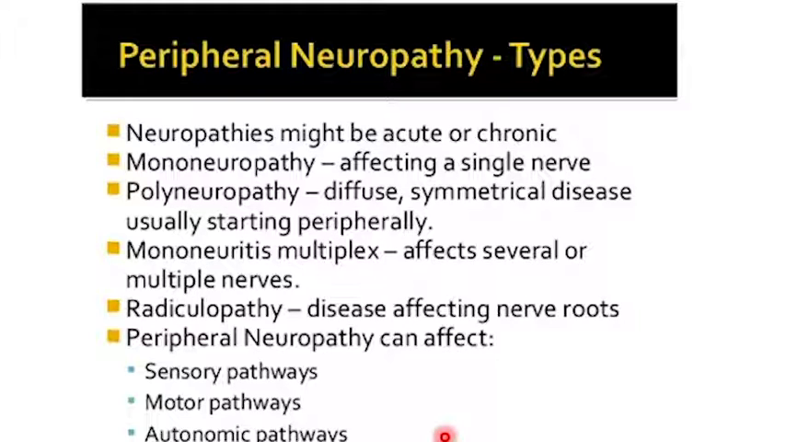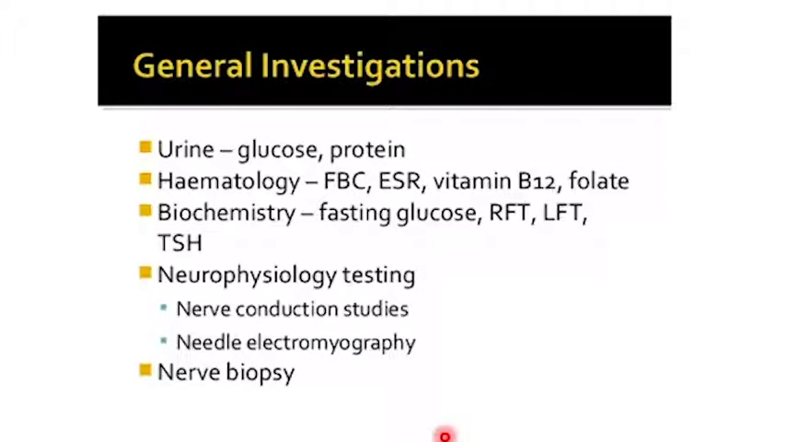And the types involved can be quite interesting, because you could either have an acute or chronic presentation. You could have one nerve being affected or two or more nerves being affected, usually in a symmetrical disease starting peripherally, such as in GBS. Or you could have a mononeuritis multiplex sort of syndrome, which affects several or multiple nerves, or a radiculopathy, which would affect your nerve roots at the spinal cord level. Well, the peripheral neuropathy would then affect the different modalities, like sensory, motor, and autonomic pathways.